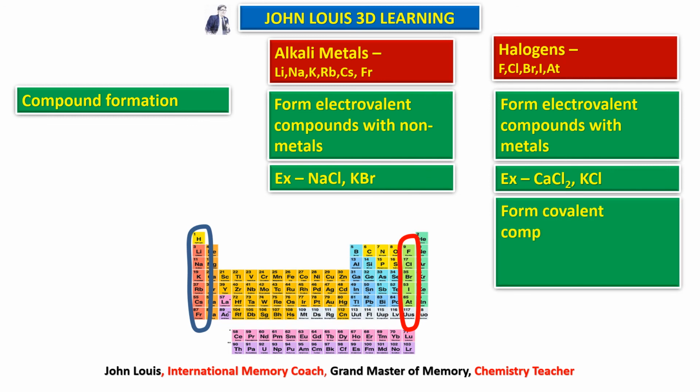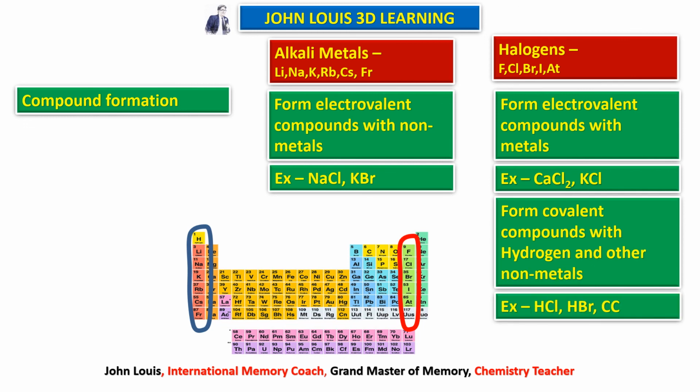Halogens can form covalent bonds with hydrogen and also with other halogens. For example, hydrochloric acid, hydrobromic acid, and carbon tetrachloride. Here the bond is formed by sharing of electrons, so these are known as covalent compounds. We will learn about bonding, what an electrovalent bond and a covalent bond are, in detail in the next chapter. So these are the various comparisons of alkali metals and halogens.